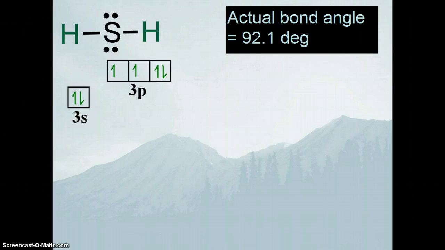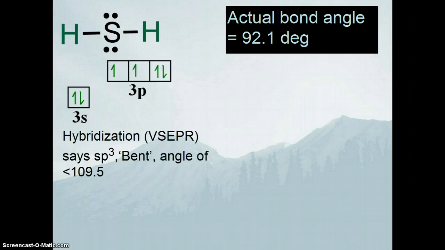And you would expect the bond angle to be a little less than 109.5. VSEPR says that the hybridization would be sp3, the molecular geometry would be bent at a bond angle of 109.5. But the actual bond angle is 92.1. So we don't have 4 energetically equivalent hybrid orbitals. 92.1 is nowhere near 109.5. So we have to come up with some other way of explaining why hydrogen sulfide is nothing like that of water.